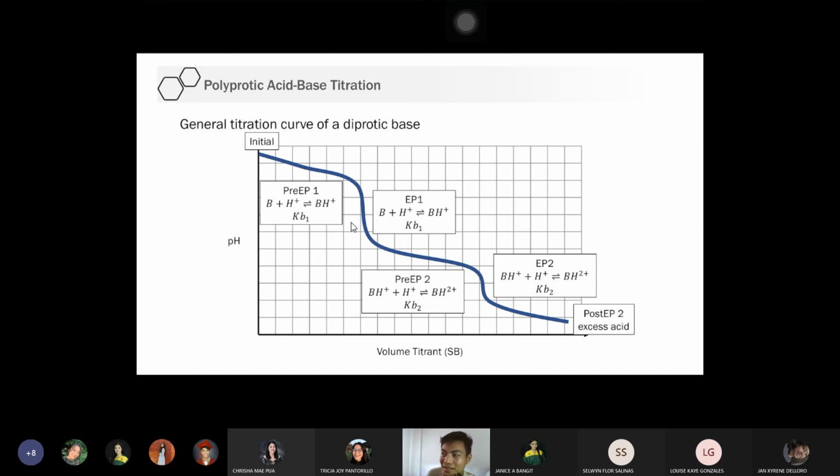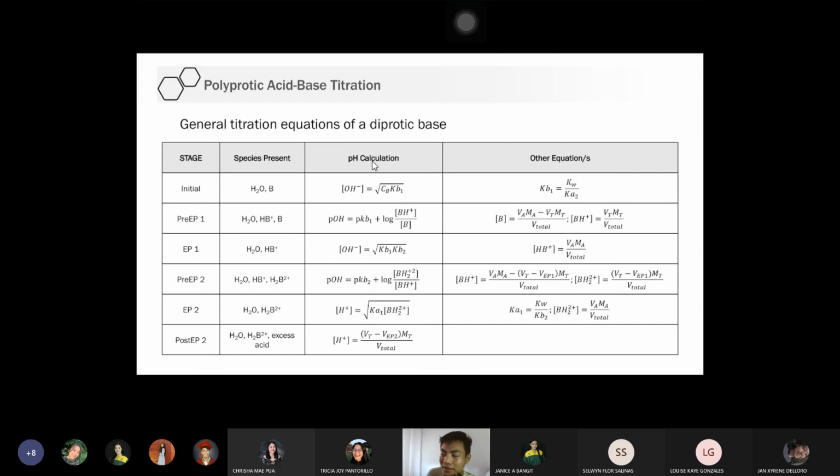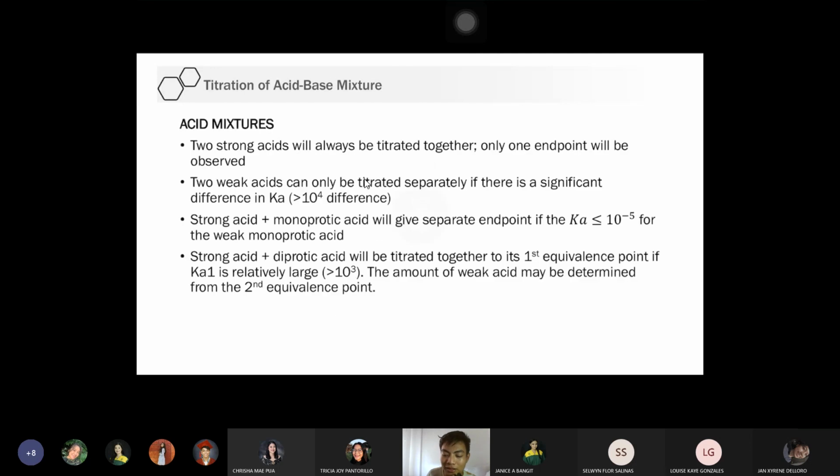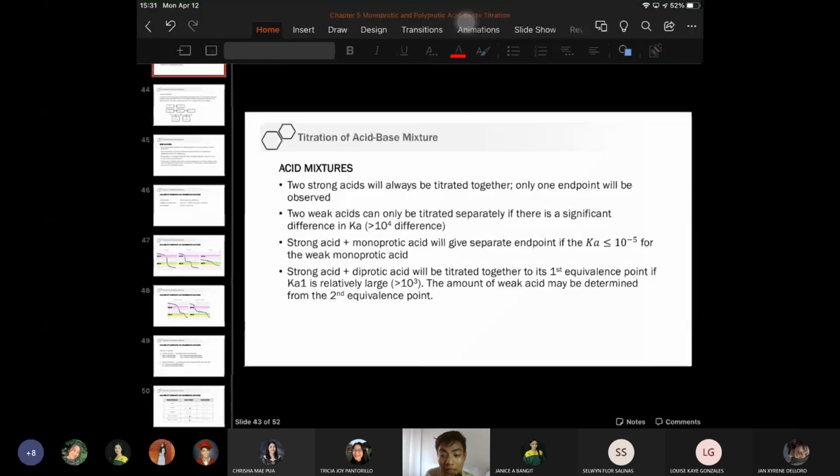Ayan. Ito, this is diprotic base. Ayan. And these are the corresponding equation. Pero hindi ko na kayo bibigyan ng malalang problem. Basic lang. Okay. So, sir, kailan po ang schedule ng quiz?